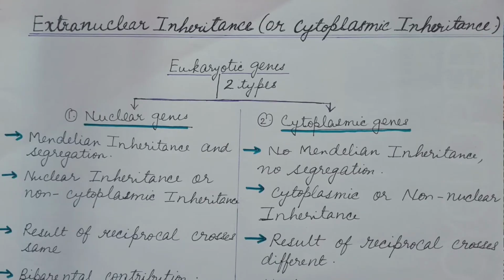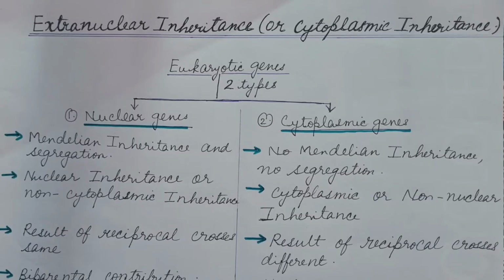Hello friends, today we are going to discuss extranuclear inheritance or cytoplasmic inheritance. We already know that in the nucleus, genes are present in the chromosomes, known as the nuclear genes, and these are responsible for the inheritance of most of the traits from one generation to another. So, they play a very important role in inheritance, but these are not the exclusive source of inheritance.